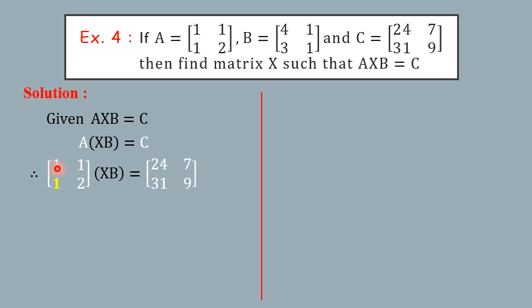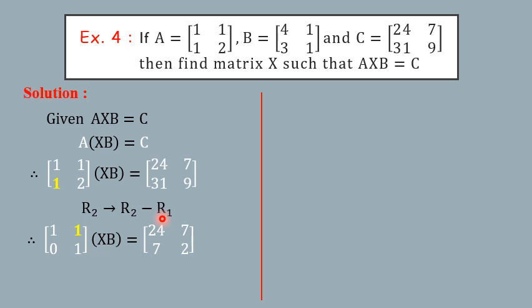So this element is already 1. So by using this first row, we have to reduce this element to 0. So for that, just subtract this first row from second. That means 1 minus 1, 0. And to maintain this equality, we have to perform the same row transformation on this matrix C. So here we are going to perform this operation: R2 changes to R2 minus R1.